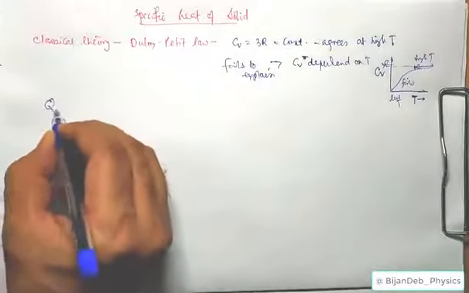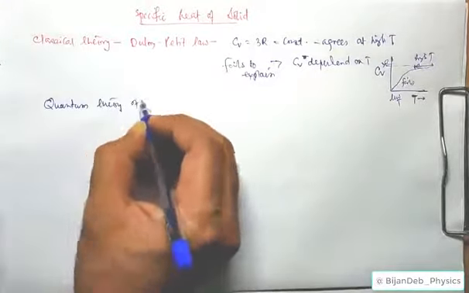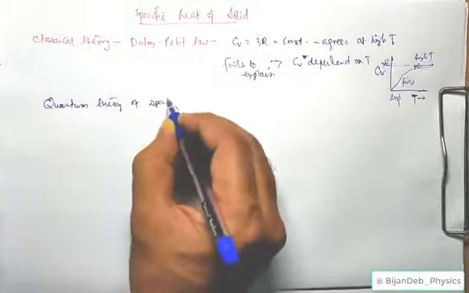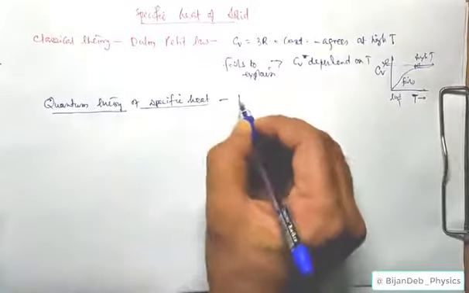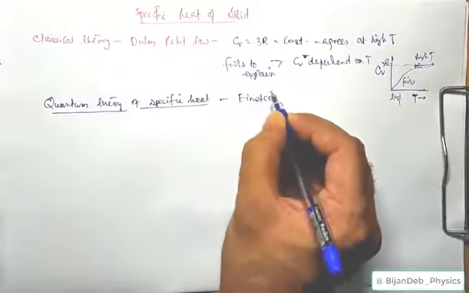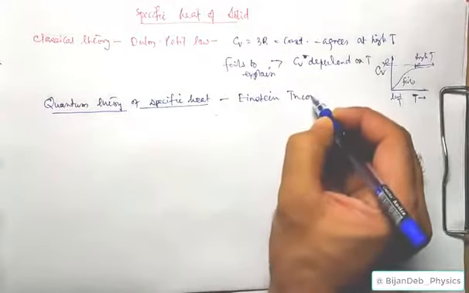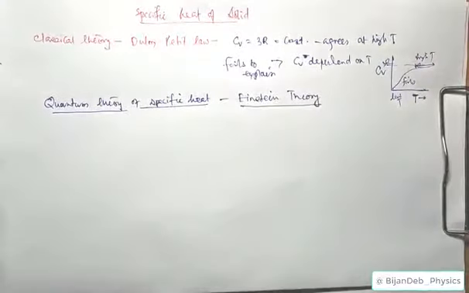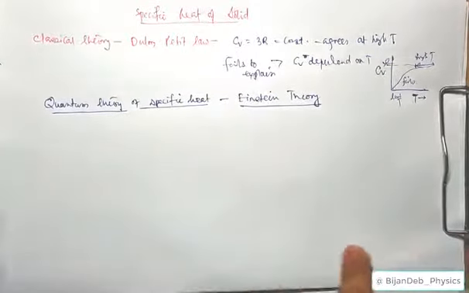So the first quantum theory of specific heat that we will be discussing is the Einstein theory of specific heat. Okay, Einstein theory. It is given by Einstein on the basis of assuming some quantum concepts or quantum phenomena. So there will be some assumptions of the Einstein theory. First we will discuss the assumptions, then we will derive the equation.